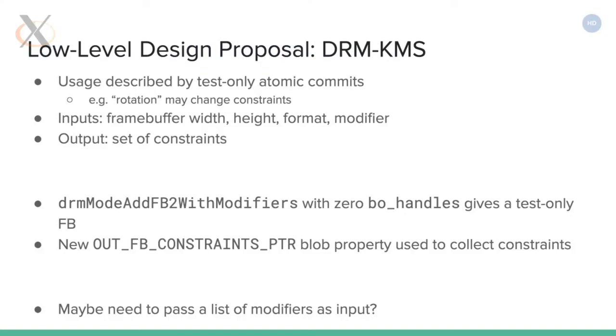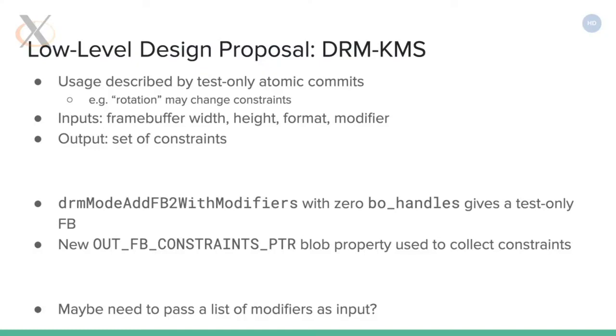So to query display constraints, the natural solution is to ask KMS. KMS is a little bit complicated because usage is kind of hard to describe. For instance, if you just want to display a buffer, it's fine. But if you want to rotate the buffer with the rotation property, maybe the constraints will be different for the buffer. And that's the case, for instance, with Intel hardware, I think. Maybe other hardware as well.